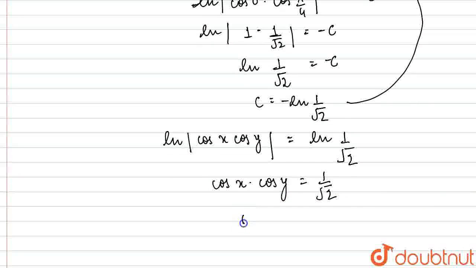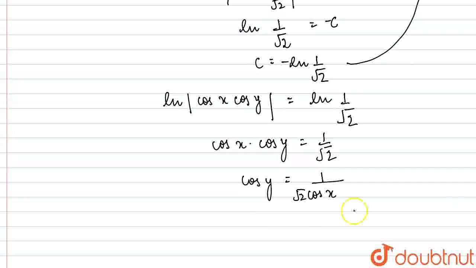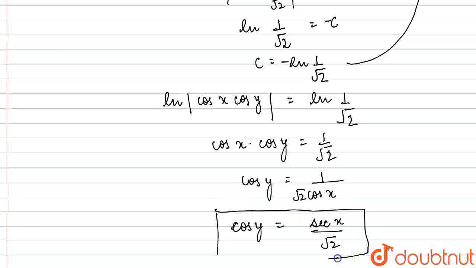Or I can write this as cos y is equal to 1 upon root 2 times cos x, and 1 upon cos x is sec x. So I'll write this as cos y is equal to sec x upon root 2. So this is how we have solved this differential equation, and we have got the particular solution as cos y is equal to sec x divided by root 2.